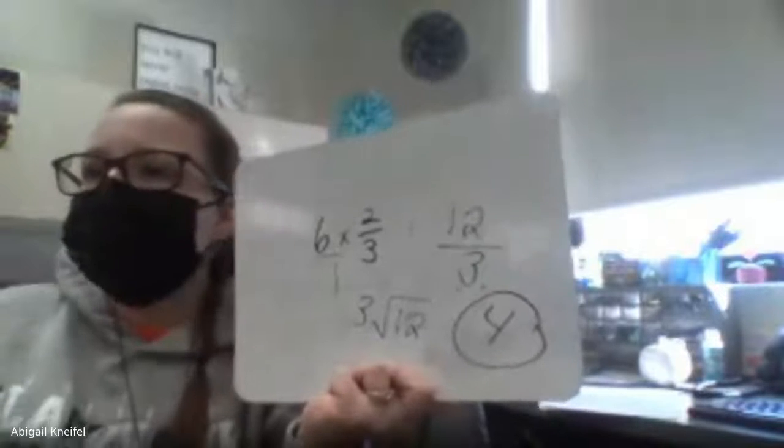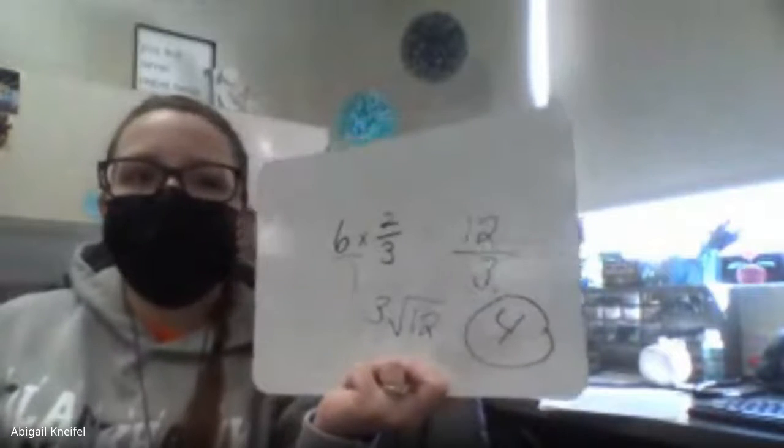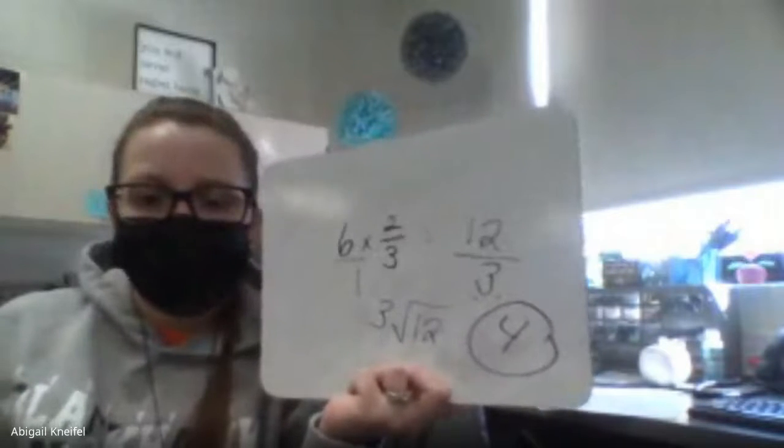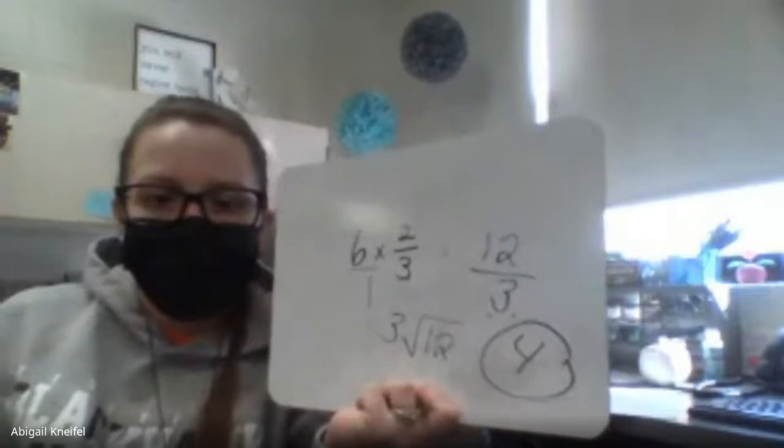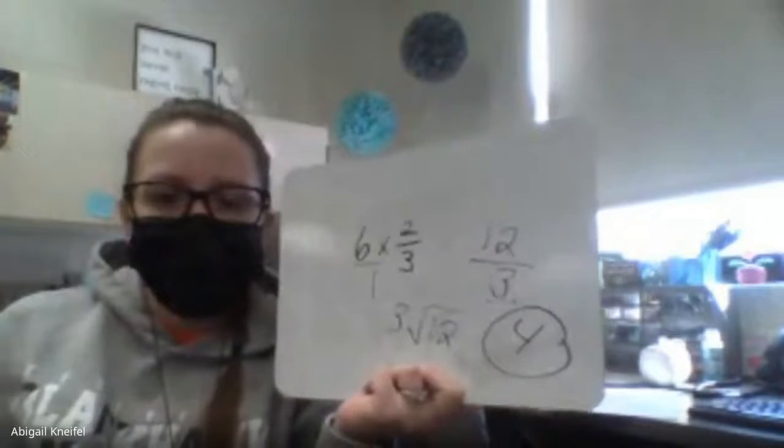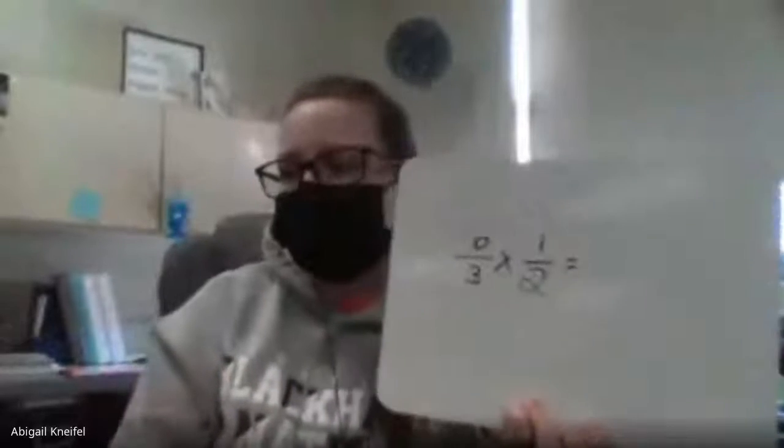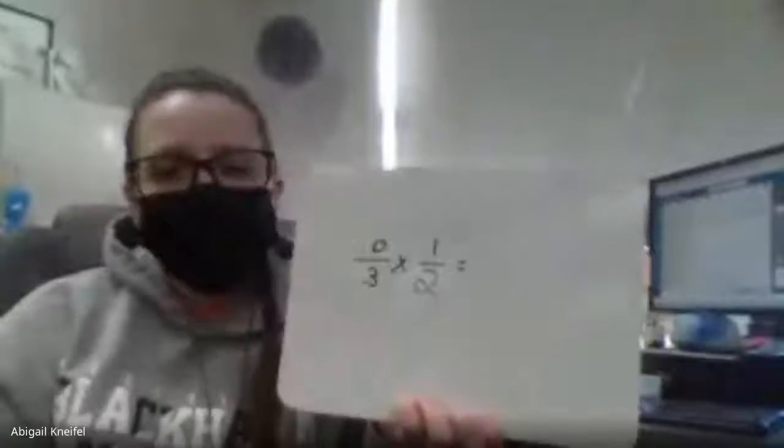So everyone's answer should be just plain old 4. Let me see your boards, friends. Everyone's answer should be plain old 4. Plain old boring 4. Thank you, Jaden. Good job. All right, we're doing another one. Good job, Ethan. That works. All right, fraction times a fraction. Give it a try. 6 over 3 times 1/2.